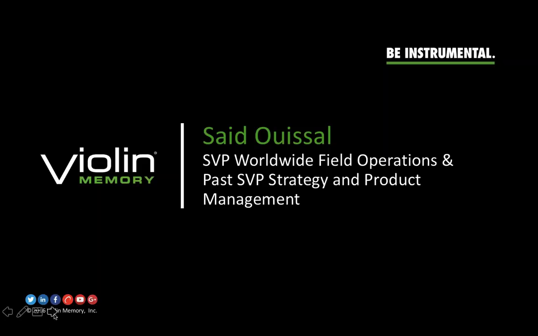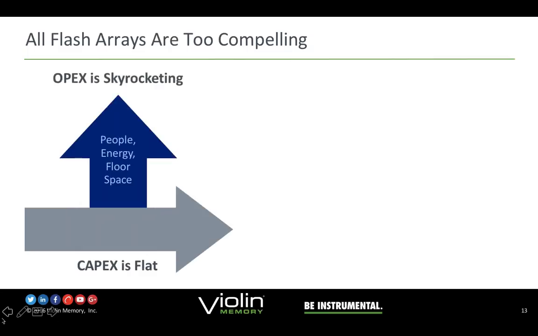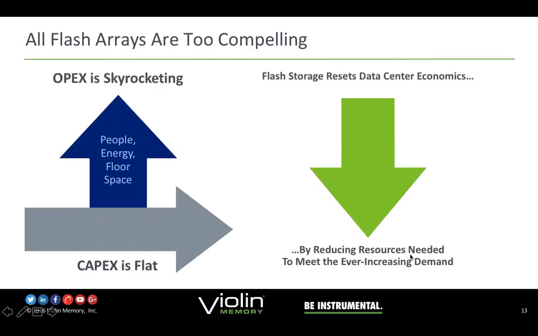I think the first thing that comes to mind is that all flash arrays are just too compelling. The way we look at this is that although the cost of storage has been continuously going down every year, data has continued to explode in the enterprise, and the two have been roughly equalizing each other out.